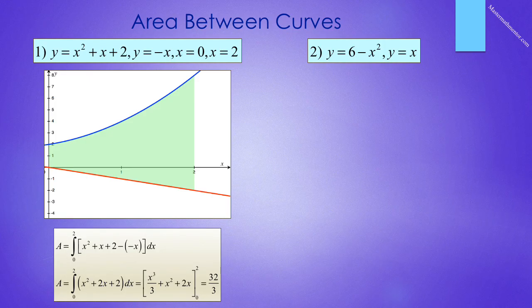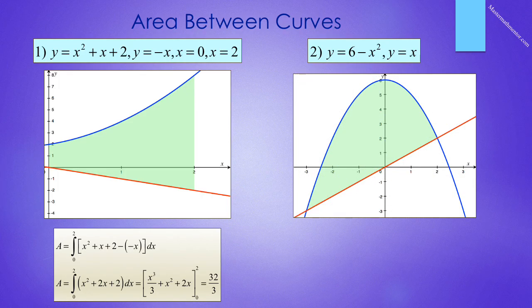Our area will therefore be the integral from 0 to 2 of the top curve x squared plus x plus 2 minus the bottom curve negative x dx. We will do this one by the fundamental theorem and therefore write the expression as x squared plus 2x plus 2. And when we integrate, we get x cubed over 3 plus x squared plus 2x evaluated from 0 to 2, and therefore our area is exactly 32 thirds.